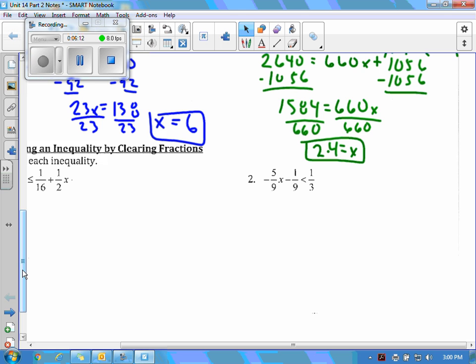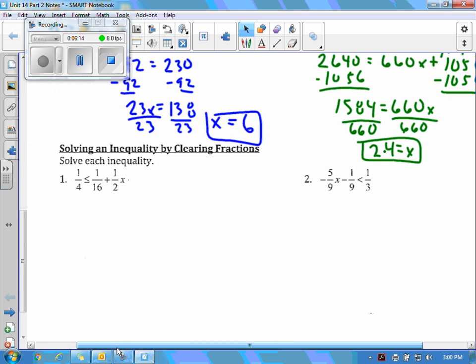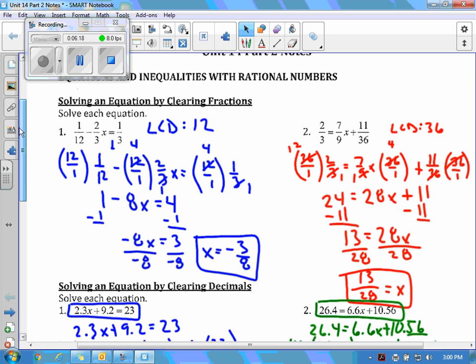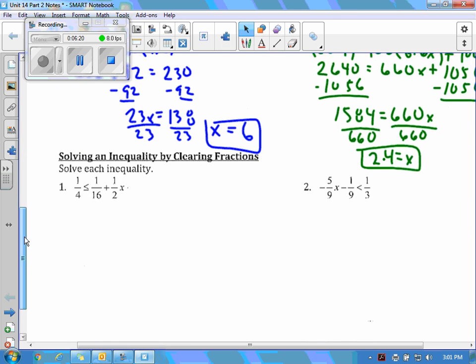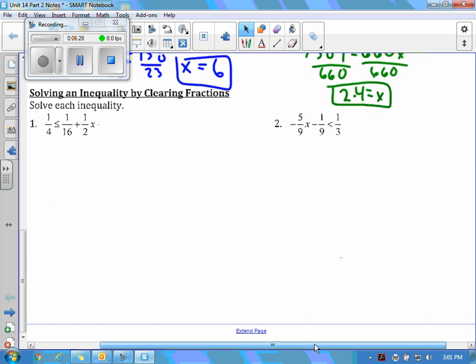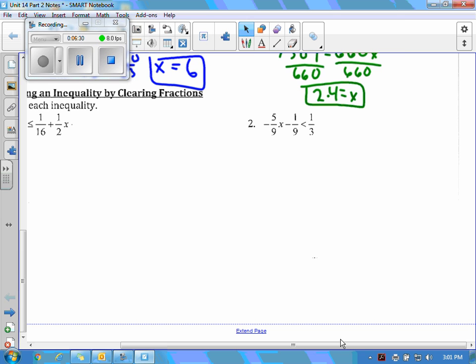Looking at the bottom of the page, the last thing we're going to do is solve inequalities by clearing fractions. So the same thing we did at the top, only difference is now we have inequality symbols instead of equal signs. So I'm going to leave number 1 for you guys. I'll show you how to do number 2 and then go back to do number 1. So I want to start by boxing and rewriting, which I don't know if I did that in the first section.